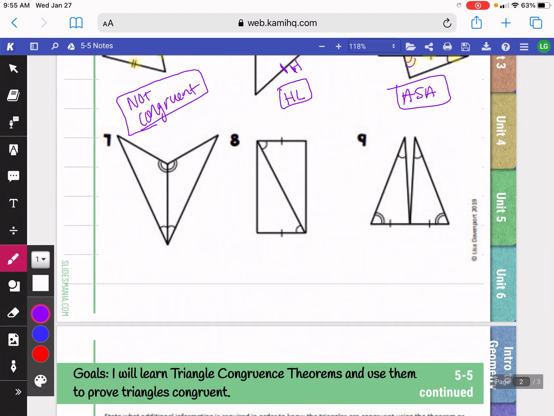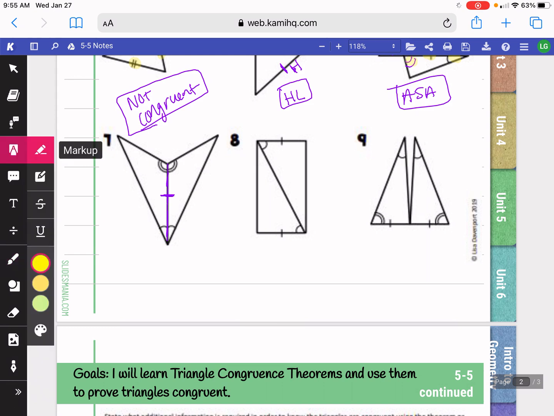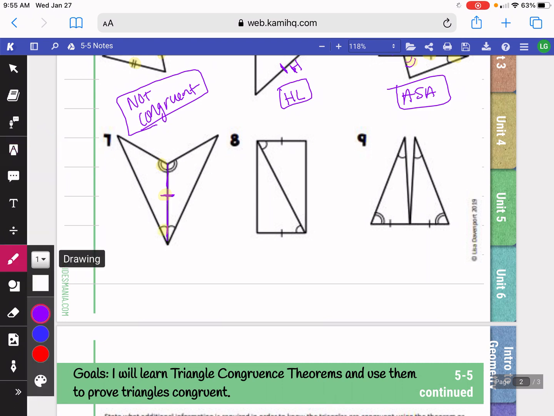Our next picture here, picture 7, they show two angles congruent in the triangles, and they also have this common side. So since they have this side in common, I can mark that side congruent on both. So this would be angle, side, angle, or ASA, just like the last one.